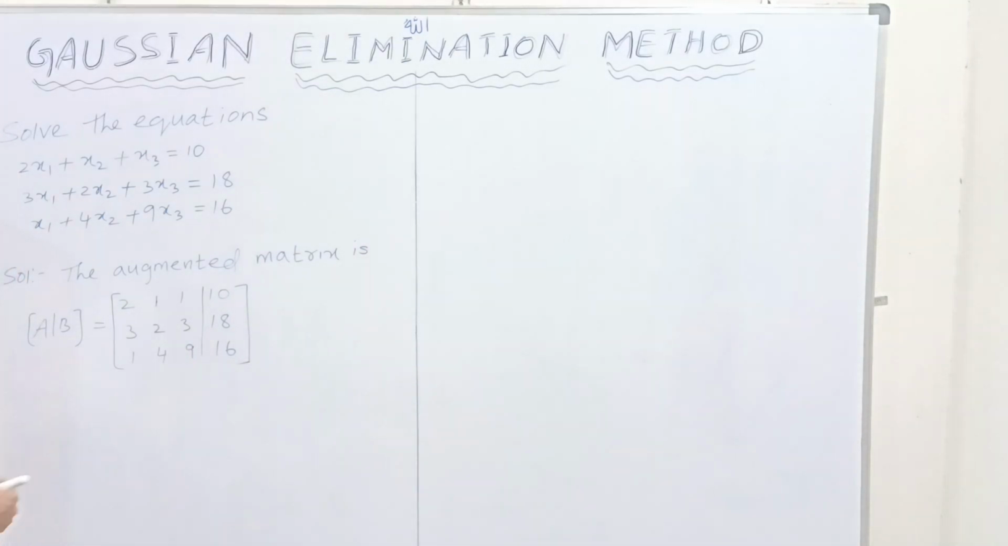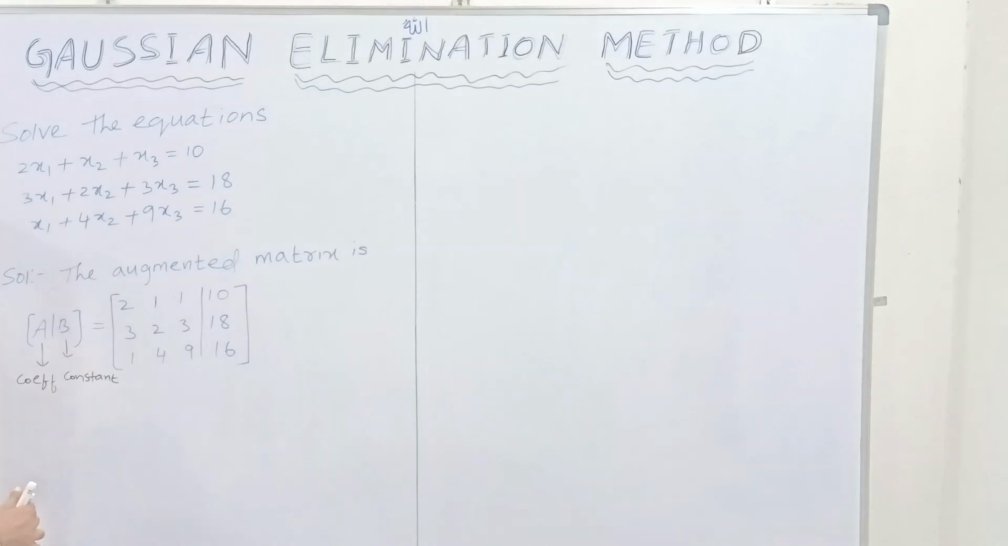Here, this is also called the coefficient matrix. So here we have the coefficients of the variables: coefficient of x1, coefficient of x2, and coefficient of x3 from all the three equations. So this is also called a coefficient matrix, and this matrix is also called a constant matrix. So these are all the constants which are present on the right hand side of the equation. So it's called a constant matrix, right?